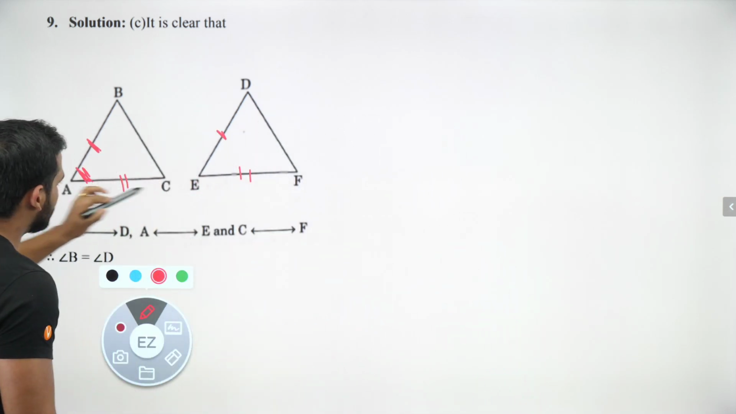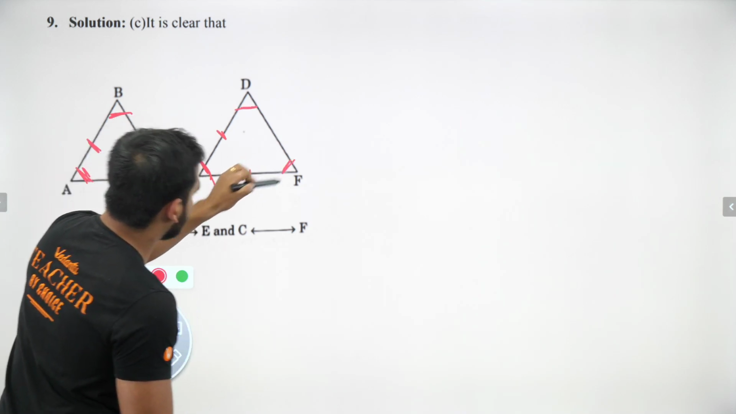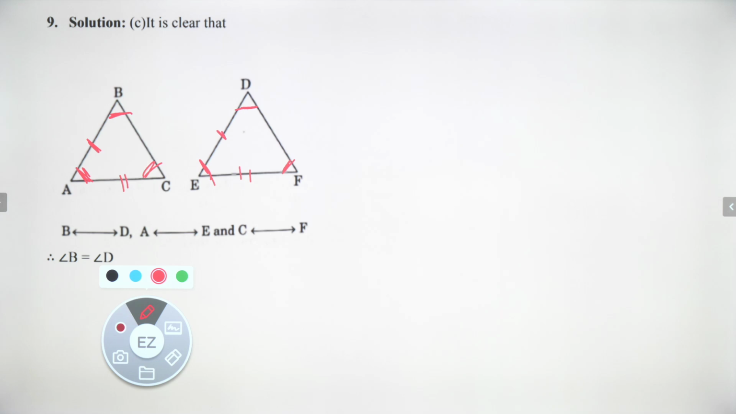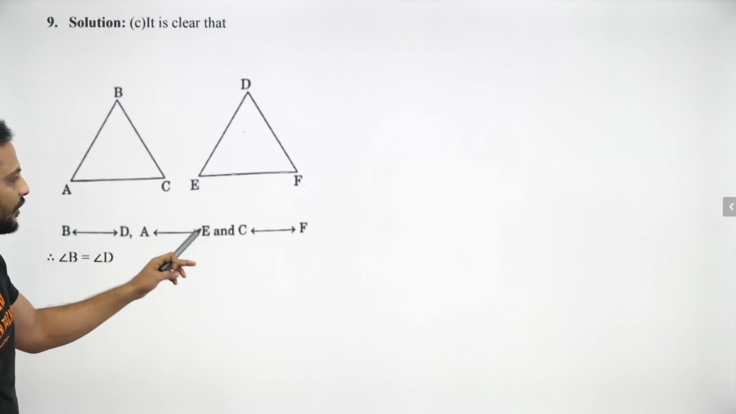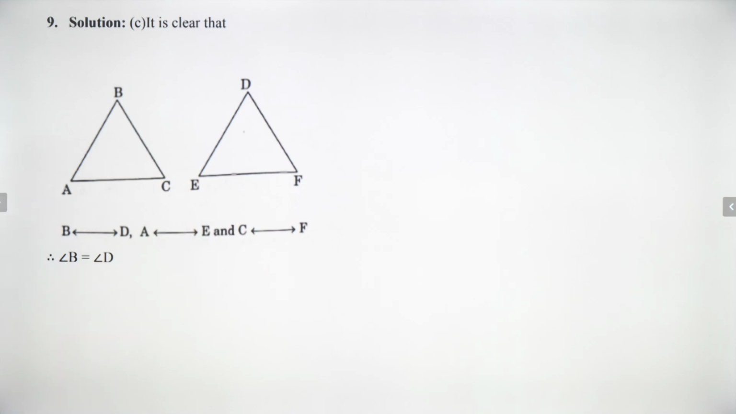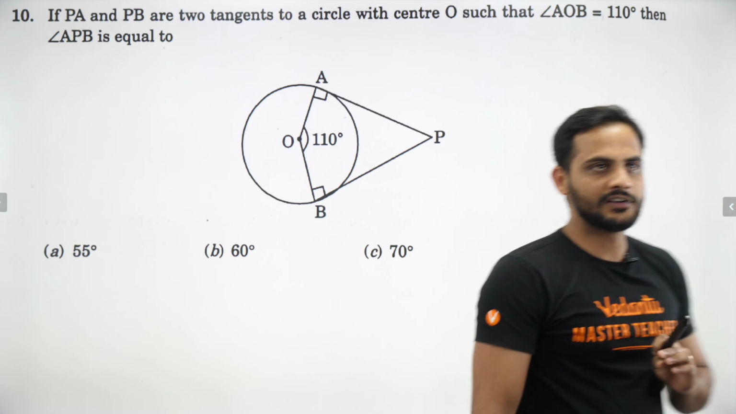So A will be equal to E, B will be equal to D and C will be equal to F. Corresponding angles should be equal. You have to take care of corresponding angles, just remember the names, how you write corresponding sides. B is corresponding to D, A is corresponding to E and C is corresponding to F. Corresponding points you have to find out. Always remember this. Let's go for the next part.